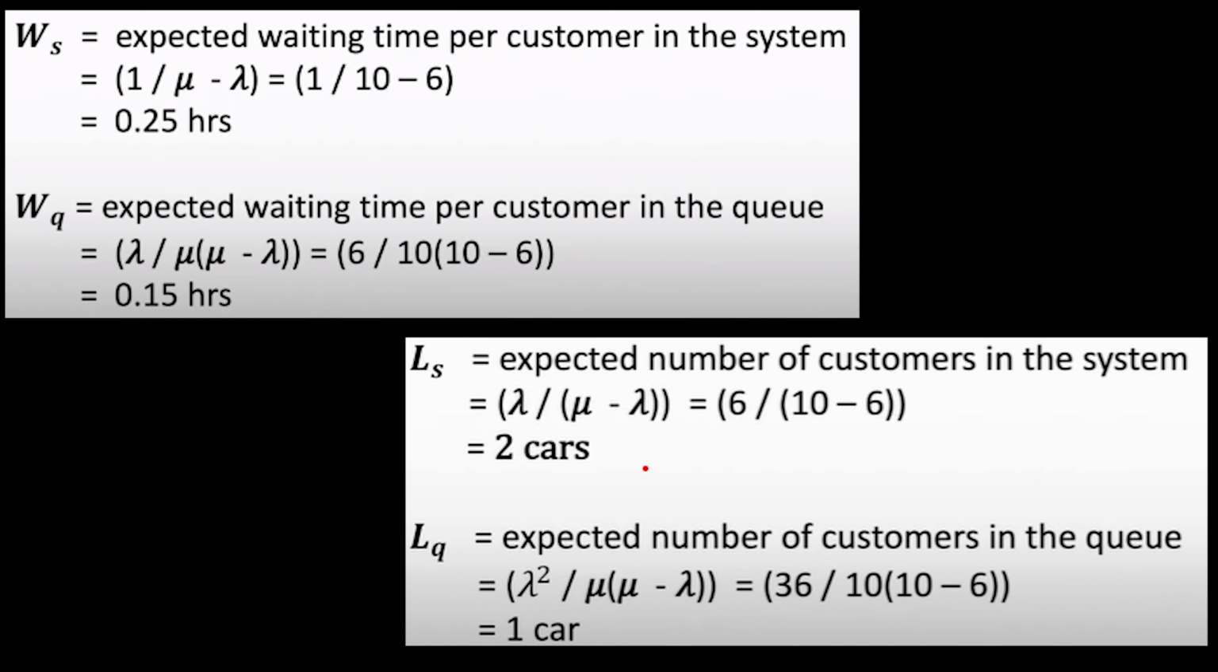Using various queuing model formulas, we can calculate the expected waiting time per customer in the system, the expected waiting time per customer in the queue, and the expected number of customers in the system and in the queue, which are 0.25 hours, 0.15 hours, 2 cars and 1 car respectively.